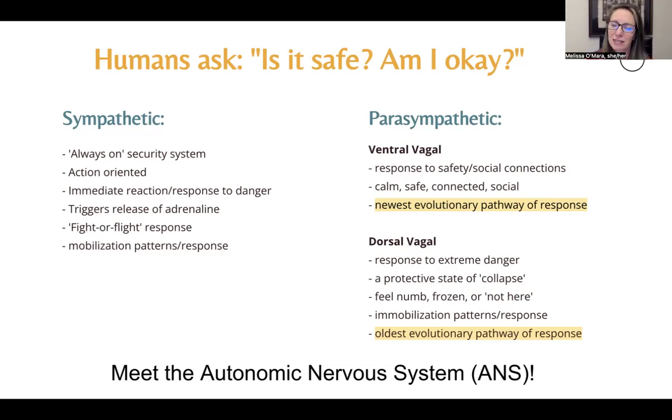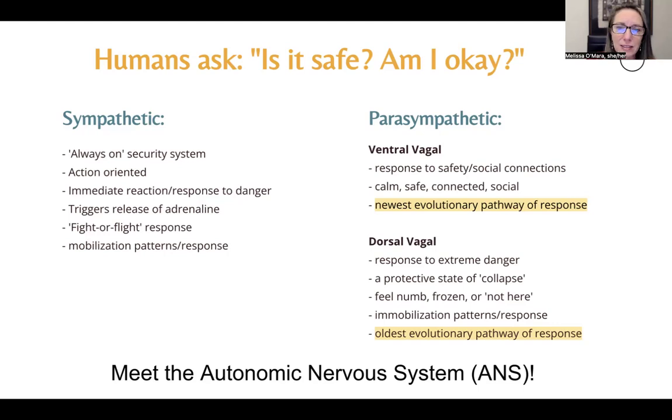So humans ask, and we're always looking and checking to see if we're safe. Are we okay? We have this always on security system that's very action oriented and we're ready to jump in at the moment that we sense threat or danger. Our body triggers quick release of adrenaline and other stress hormones, which induce a fight or flight response and keep us highly mobilized at the drop of a hat, right? At the first sign of threat.